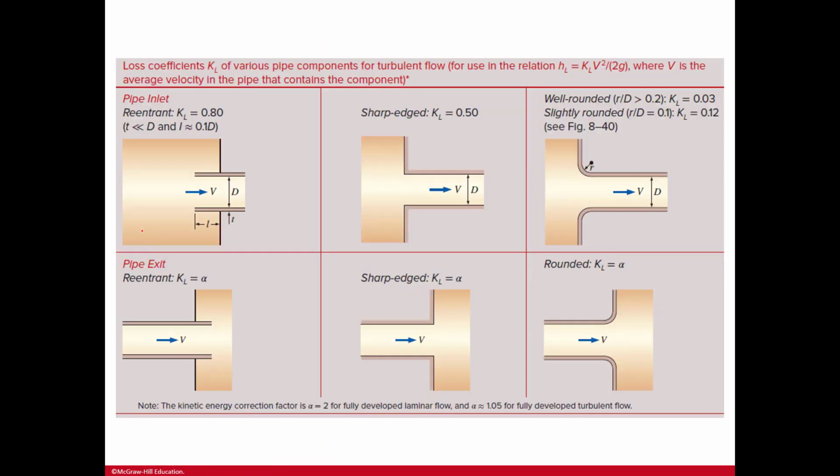And then these are loss coefficients for various pipe components for turbulent flow, with relations for these. So you can see pipe inlet, pipe exit, sharp-edged KL, here well-rounded. So all of these differences can be found right here. And you can see that the flows differ, whether they're going in or out.